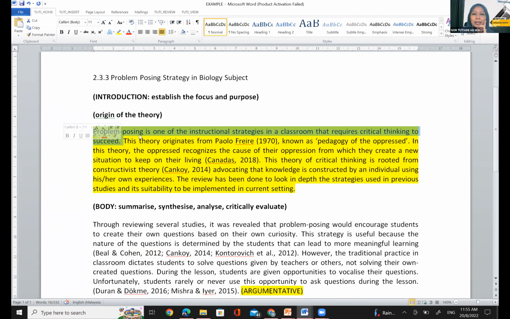Where did I get this sentence? Of course from my reading, from my experiences. Does this sentence need a citation? No need, because this is not a strong statement. Okay, so it does not need any citation.